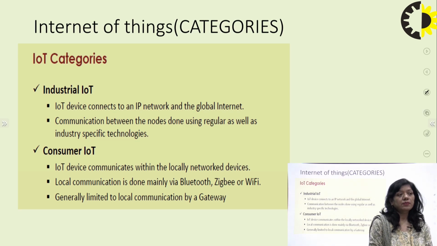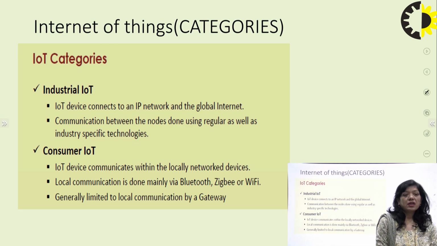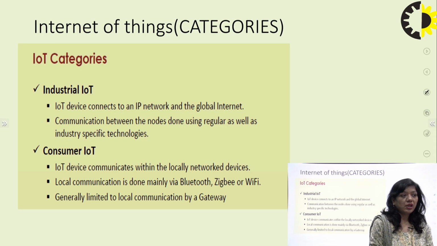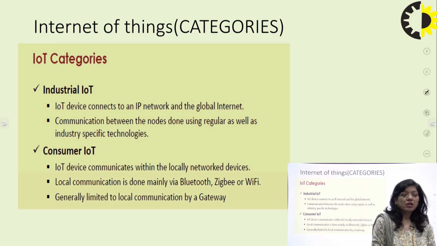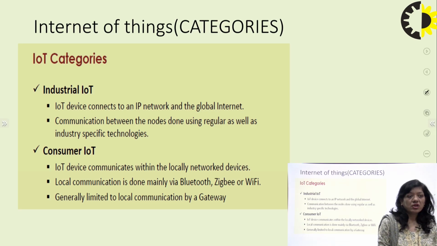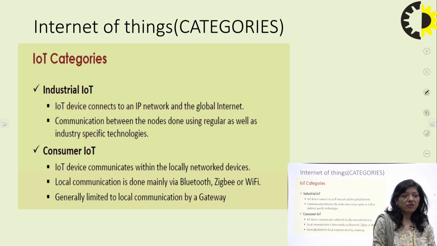What is the term industrial IoT? We can say in short, IIoT. The IoT devices connect to an IP network and the global internet. The communication between the nodes is done using regular as well as industry-specific technology. This comes under the category of industrial IoT.